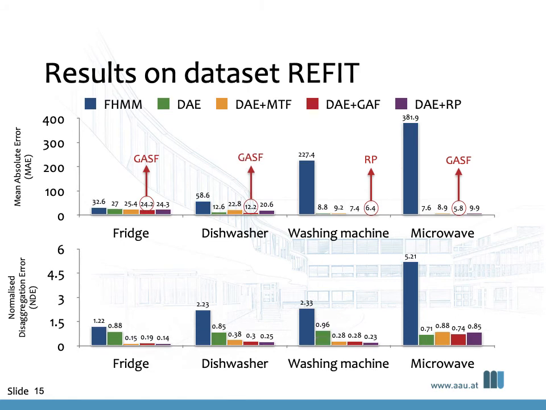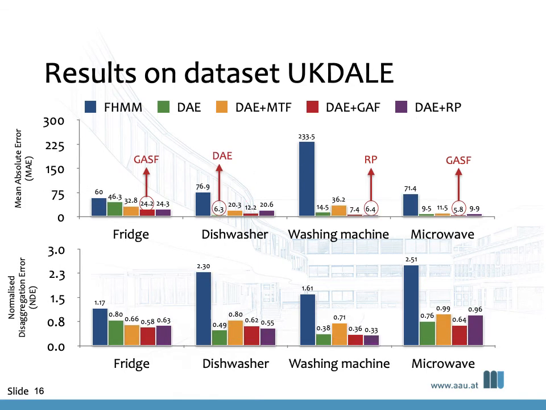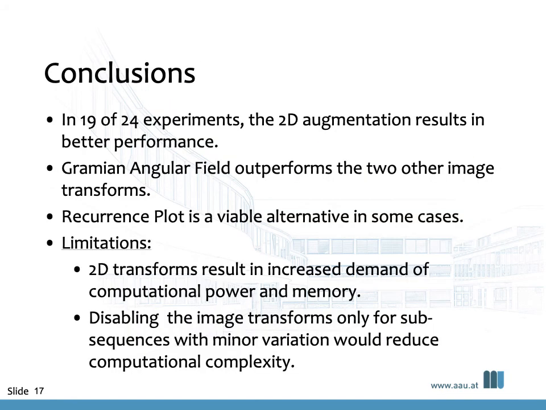The results on the second dataset show the same trend, except for the dishwasher, where the two-dimensional pipeline outperforms the denoising autoencoder. The last dataset shows the same trend as the first dataset, where the denoising autoencoder this time is also better in the case of the dishwasher.